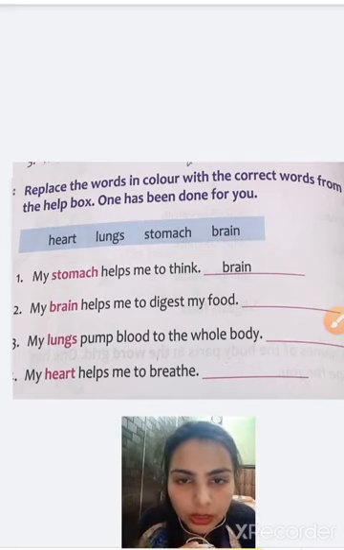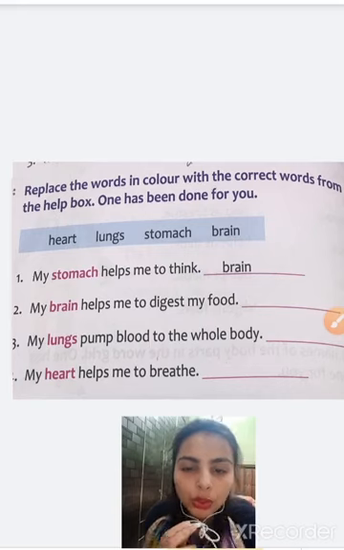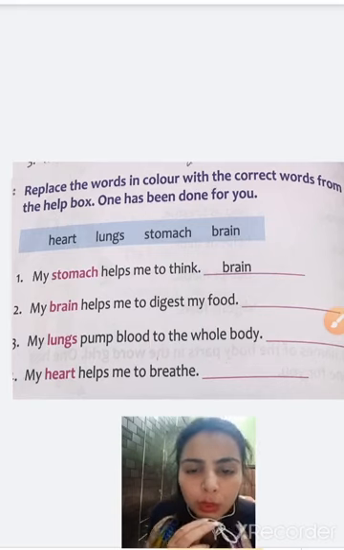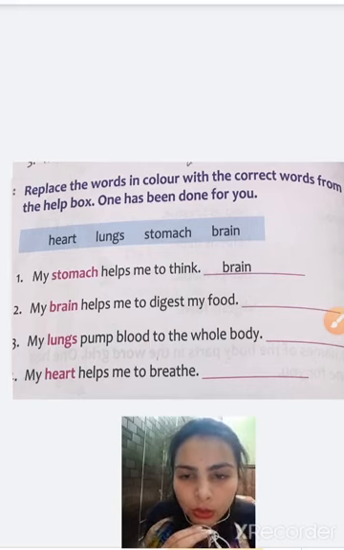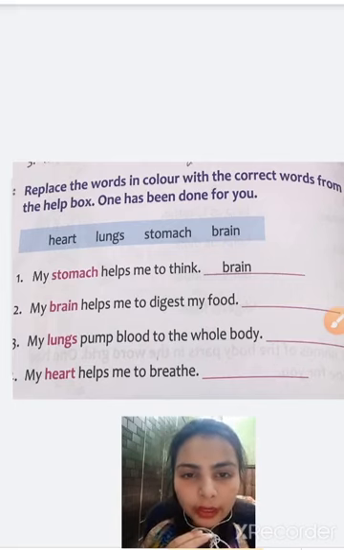Replace the words in color with the correct word from the help box. One has been done for you. See here, there are some words given in the column which are the hints. In this question the word written in red is not correct, and you have to write the correct option from the help box.